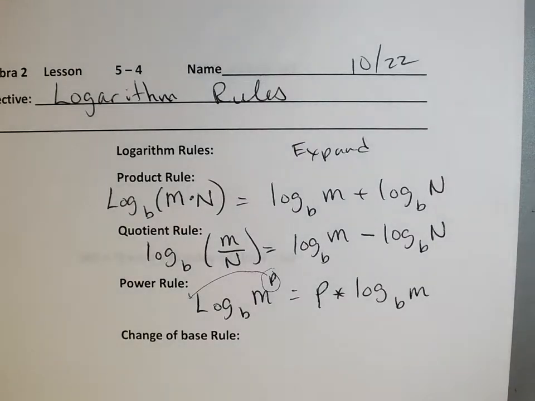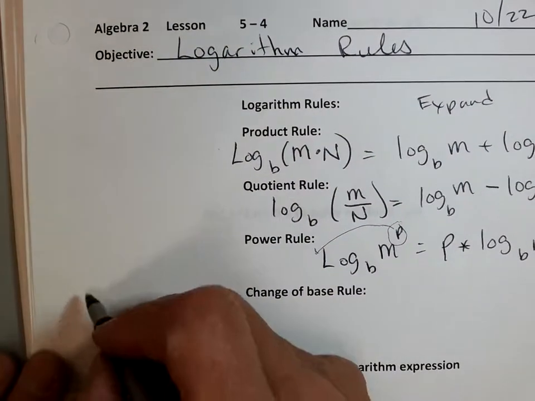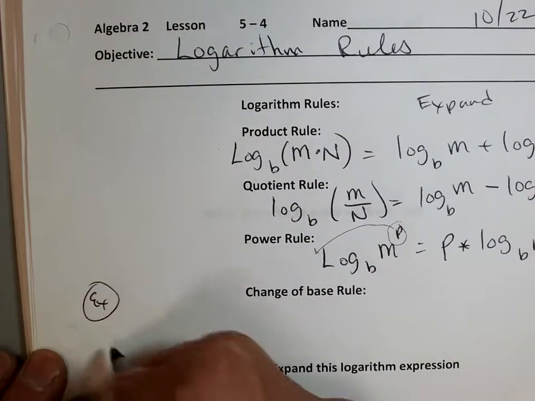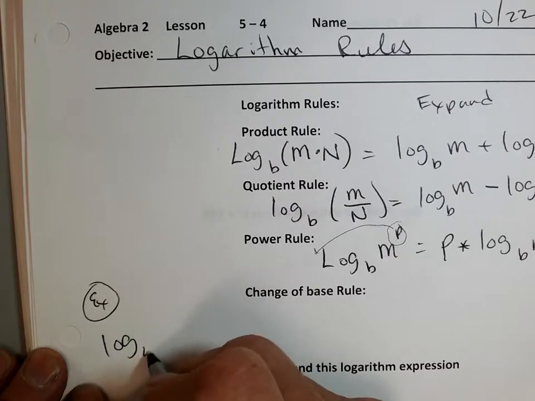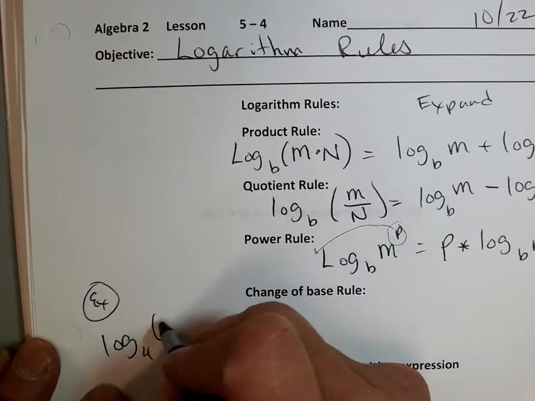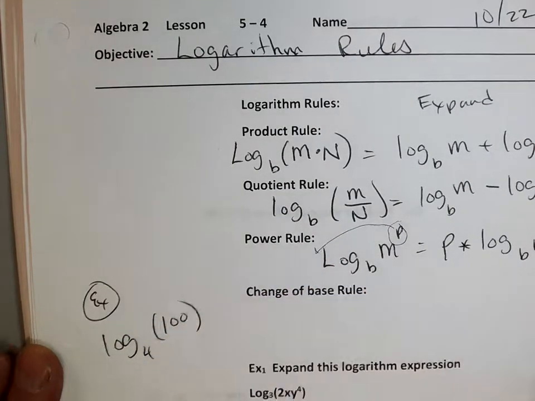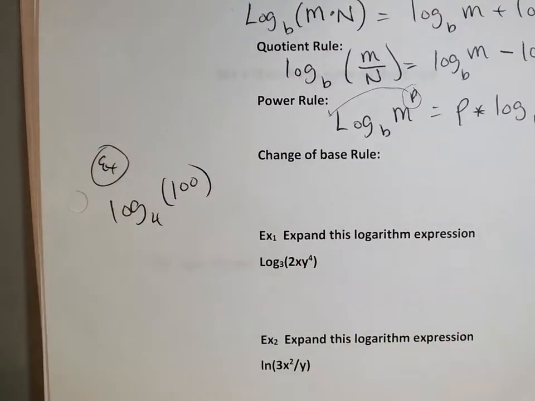Now finally, the change of base rule. This one's important, okay? I'm going to put an example over here. Here's my example: log base 4 of 100, okay? So before I teach this, your calculator does base 10, right? Your calculator does base e, but your calculator won't do base 4. But we can make it do base 4 if we change the base, okay?